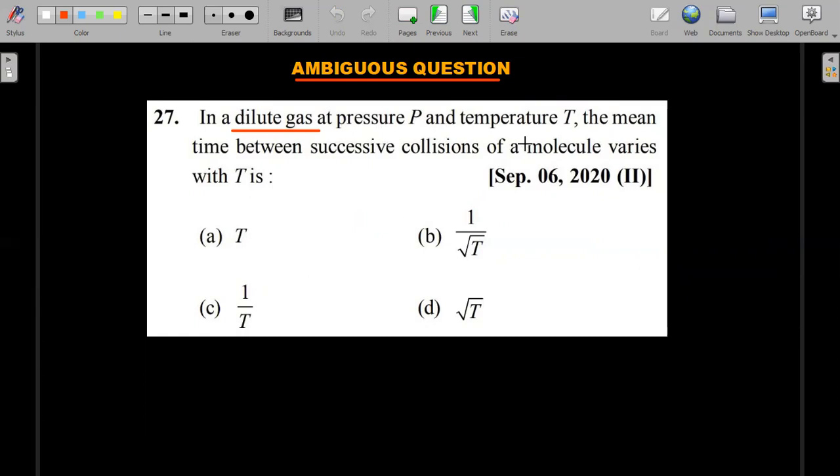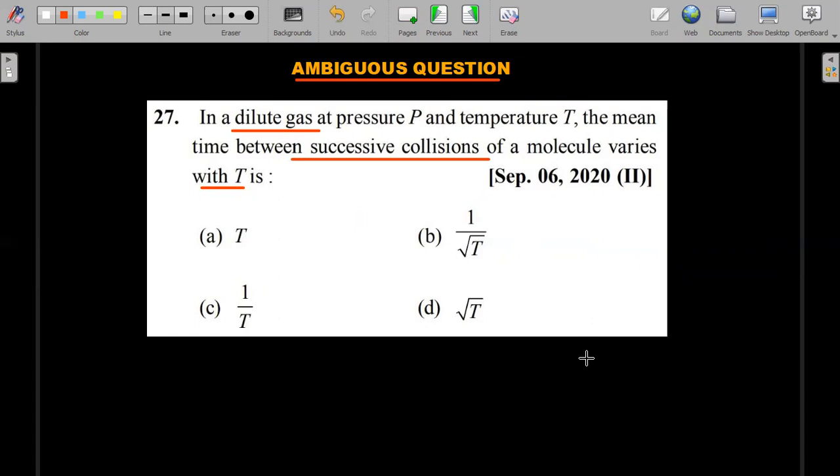At a pressure P and temperature T, the mean time between two successive collisions, which is related to the mean free path and everything that I discussed, varies with temperature as... Okay, give it a try. It was an interesting question, in a sense, the way the question's language is there.